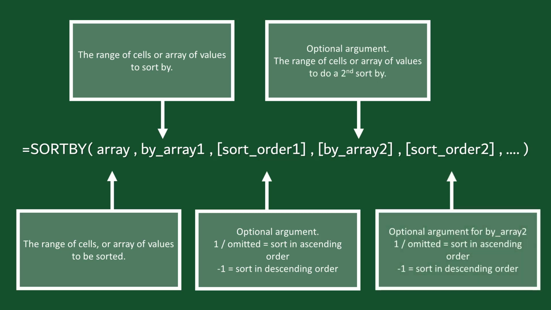And then by_array2 also has its own sort order, which would be sort_order2, and has the same 1 or -1 principle for ascending or descending values. And we could keep going. We could have a by_array3 and a sort_order3, etc., depending on our scenario.